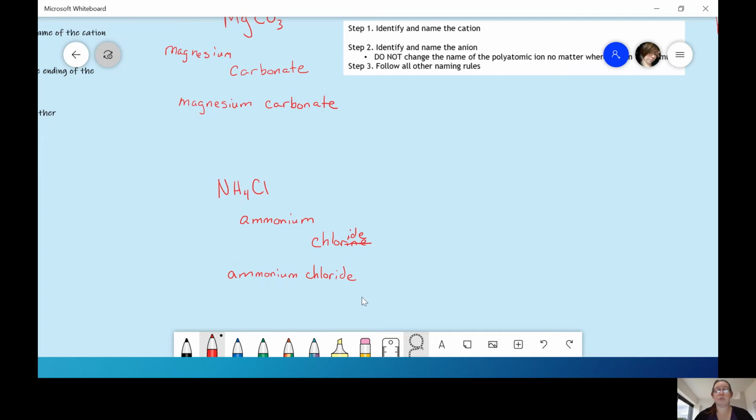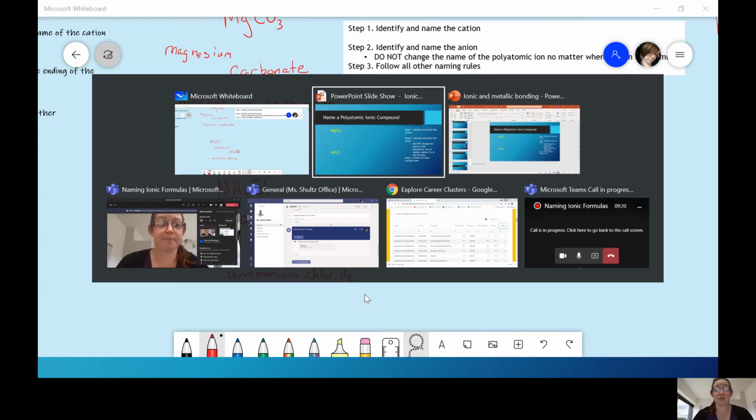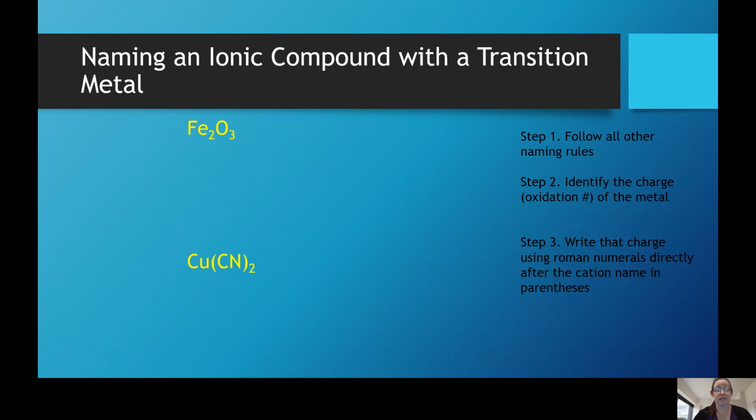Okay, so far it seems like it's not too hard, right? It's just following a couple of simple naming rules. That's all there is to it, but we're going to go ahead and look at one more example. And this is doing an ionic compound with a transition metal.